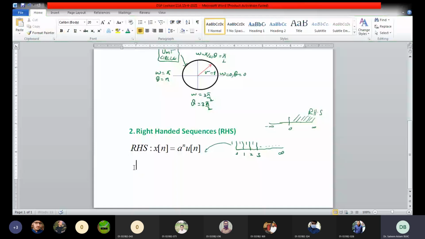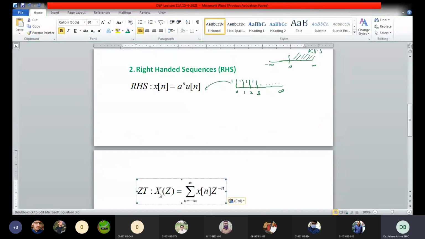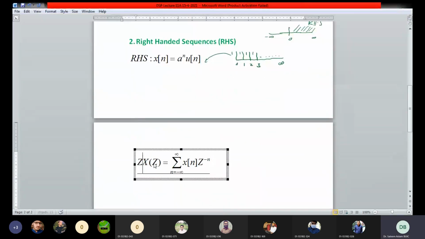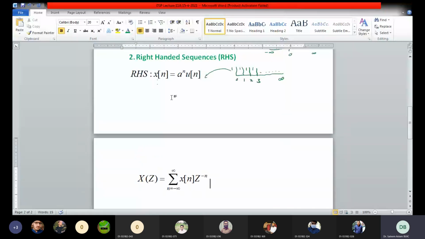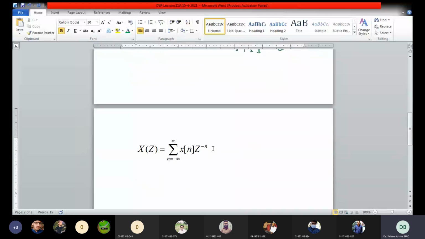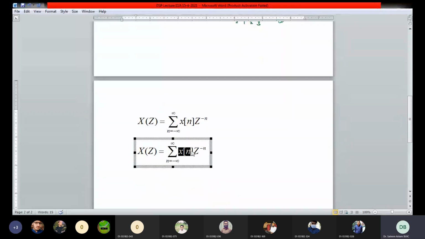So next, let's compute its Z transform. By now you're familiar with this term. So X of z equals the summation of x of n, z to the power minus n. And in right-handed sequences, our x of n is a to the power n, u of n. So we can replace x of n with a to the power n, u of n.